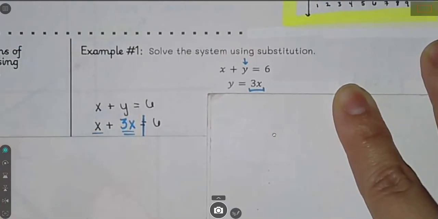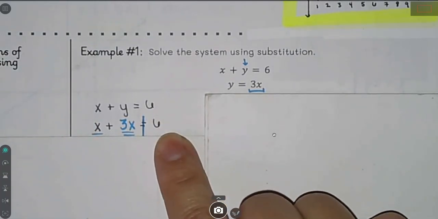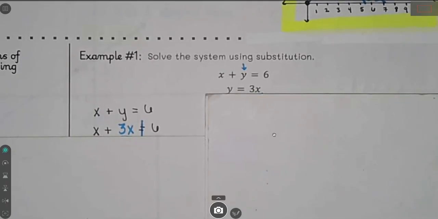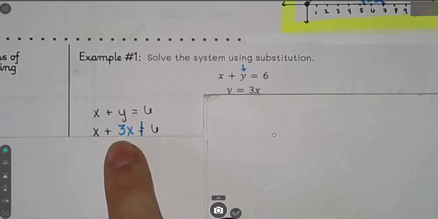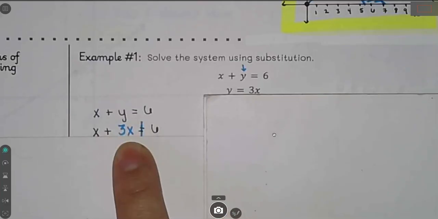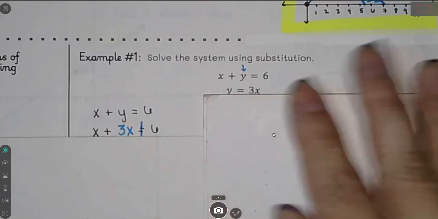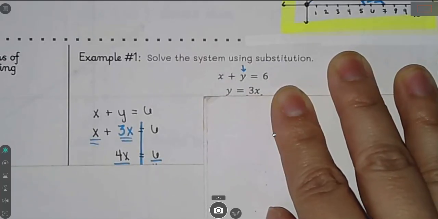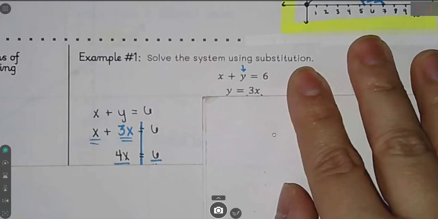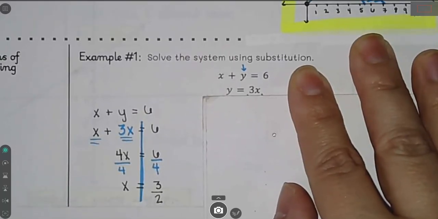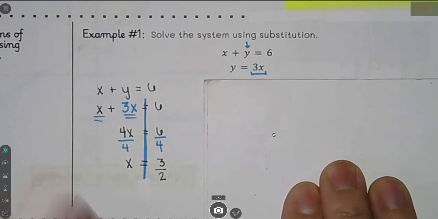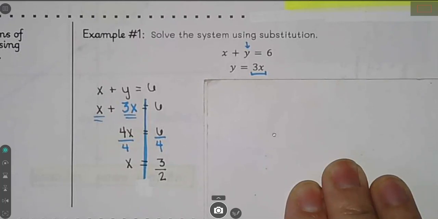The goal in doing this is to get rid of one of the variables. Because if there's 2 variables, we can't solve it. We need to get rid of one of them so that we can solve. By doing this, I've replaced y with 3x. Now there's no y. Now I've got like terms. x plus 3x is 4x. In order to isolate x, I'm going to divide both sides by 4. x equals 3 over 2. You guys good so far? Yes. Everyone okay? Any questions so far?